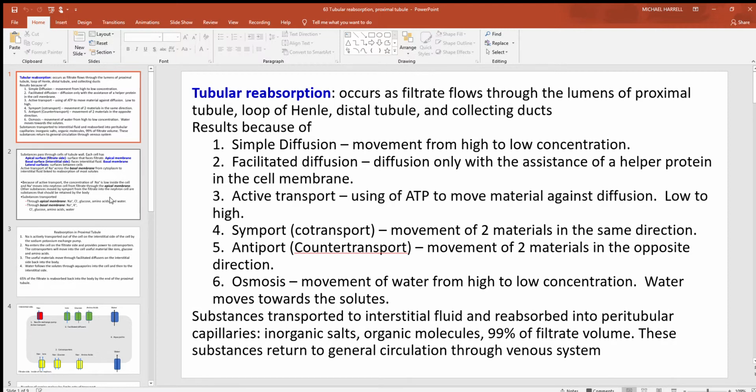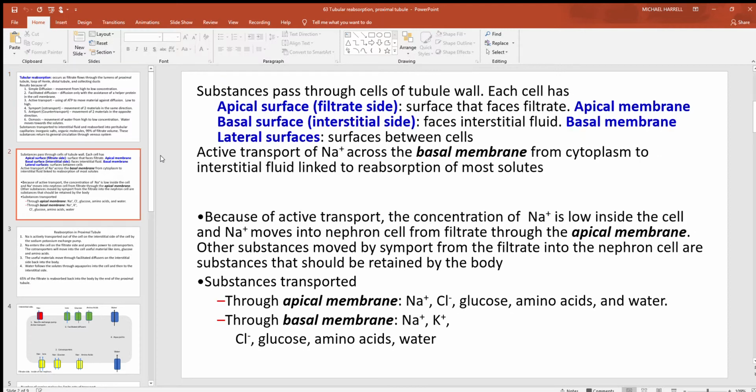So again, you look at the different parts of the nephron. Bowman's capsule, there's no reabsorption there. That's where the filtration happened, across the walls of those glomeruli. Then the rest of the nephron is primarily about reabsorption: proximal tubule, loop of Henle, distal tubule, and then the collecting ducts. You're going to reabsorb over 99% of this material.